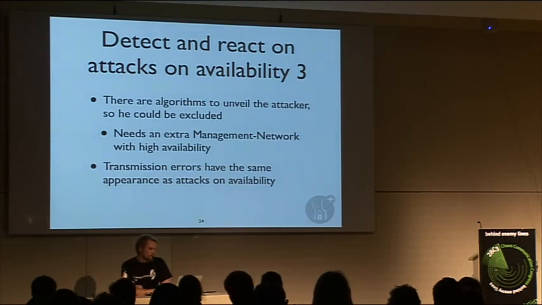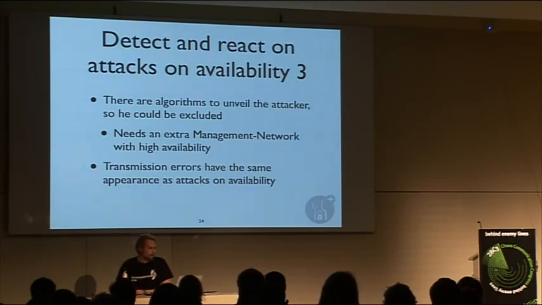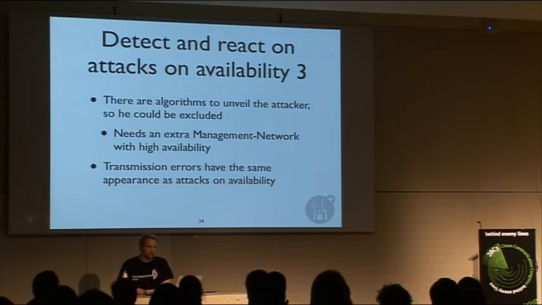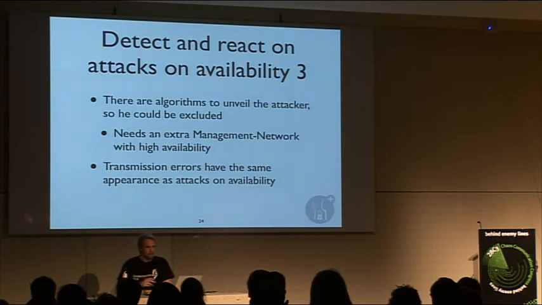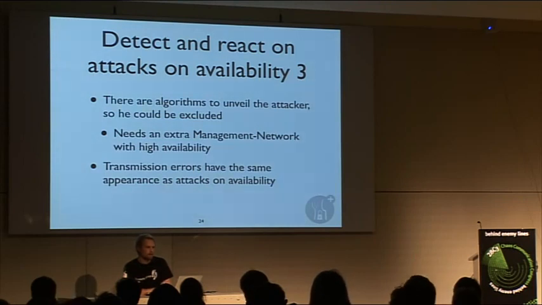There are, in theory, already algorithms to unveil the attacker step by step and to exclude him, but for that you need an extra network in parallel with the feature to be highly available. The other bad thing is that transmission errors have the same appearance as attacks on availability. But there the countermeasure is just to sign the messages, so you can detect whether somebody transmitted junk on purpose or whether it was just a transmission error.